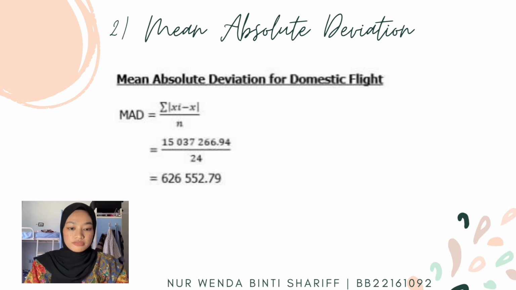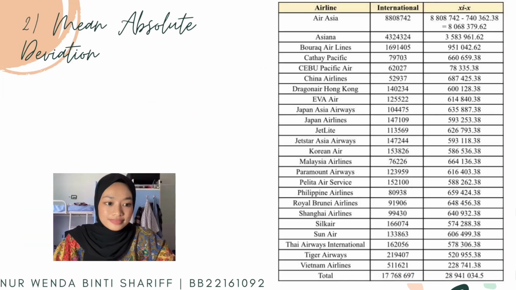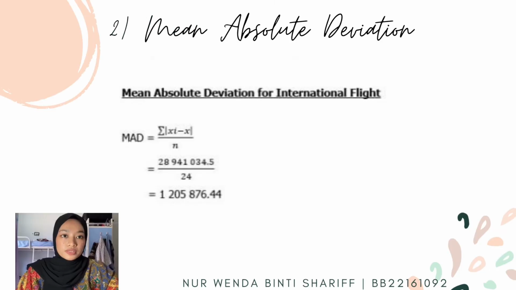So for domestic flight, the answer will be 626,552.79. So the mean for international flight will be 740,362.38. By using the same formula, the mean absolute deviation for international flight is 1,205,876.44. We can conclude that the mean absolute deviation for international flight is higher than the domestic flight.